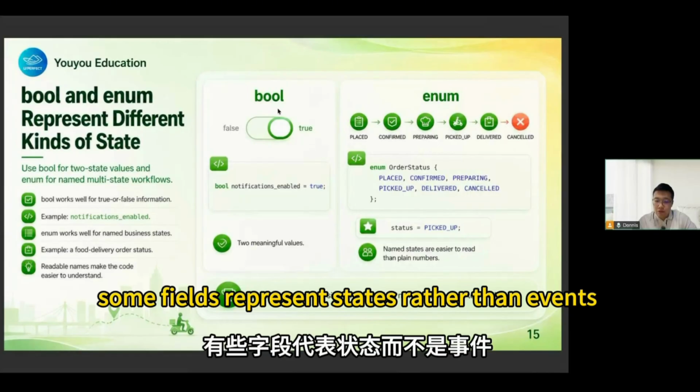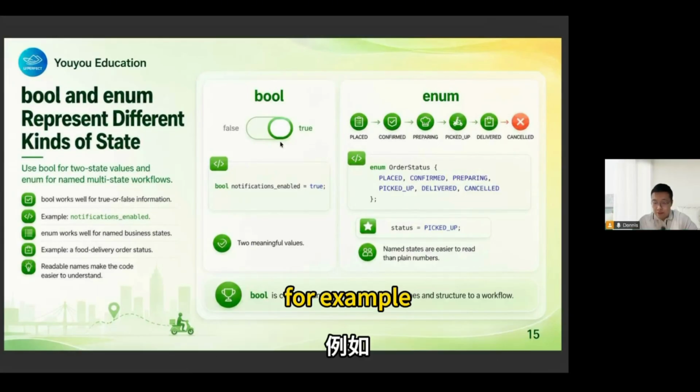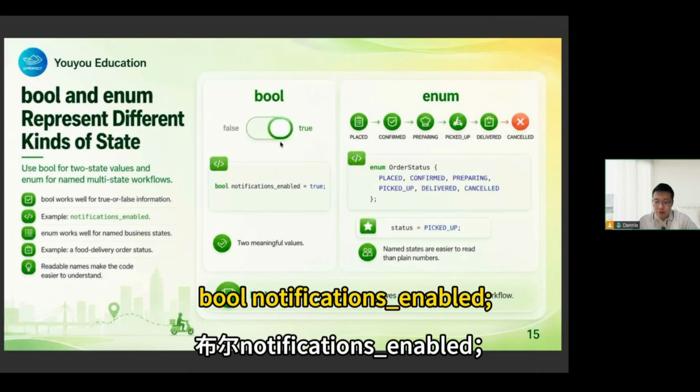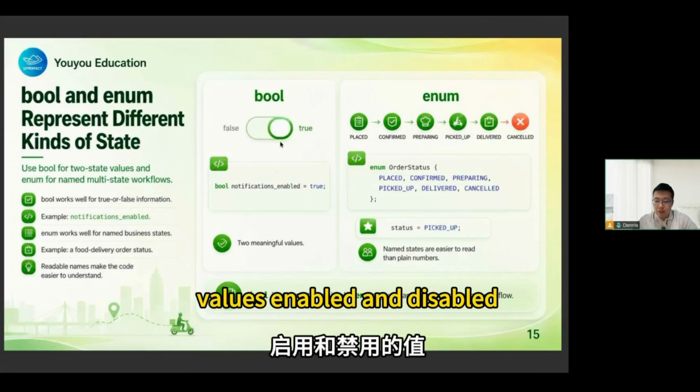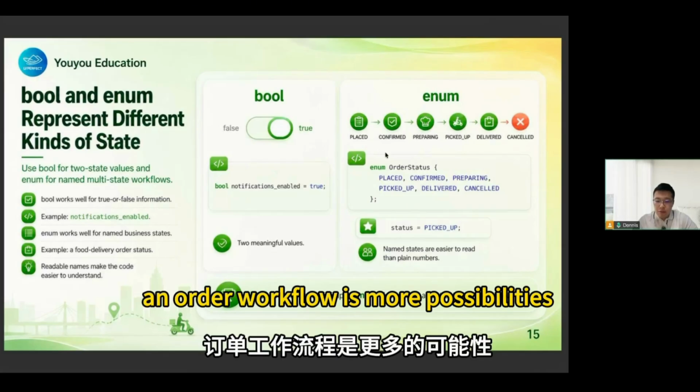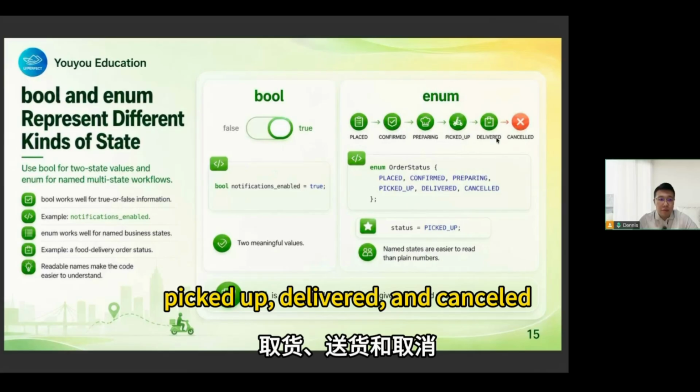Some fields represent states rather than measurements. For a simple two-state field, bool works very well. For example, bool notifications_enabled;. The field has two meaningful values, enabled and disabled. An order workflow has more possibilities. It may move through placed, confirmed, preparing, picked up, delivered, and cancelled.